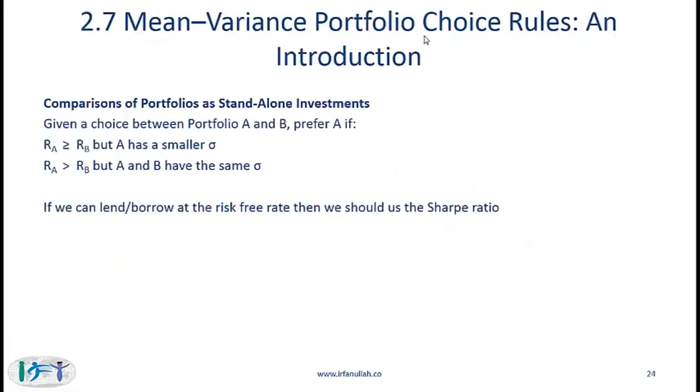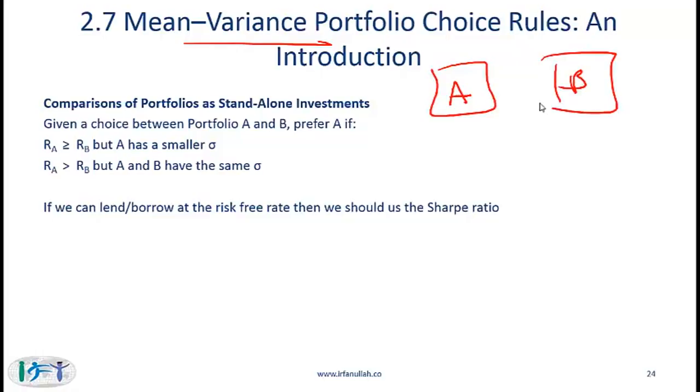All right, now we are going to talk about some basic rules, or one of the simple applications of mean variance theory. Let's say you are considering two standalone investments, A and B, and you need to decide which one to invest in, either A or B.